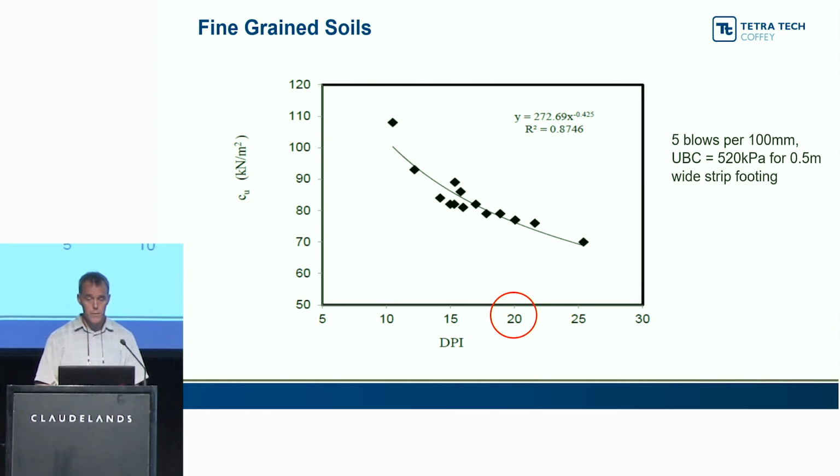But as an idea, if you actually got 5 blows per 100 on a clay soil at a given moisture, you might be looking at a bearing capacity of 500 plus kPa on a half metre wide strip footing, which is quite a lot higher, but you might be a bit concerned about your settlement performance if you did that.